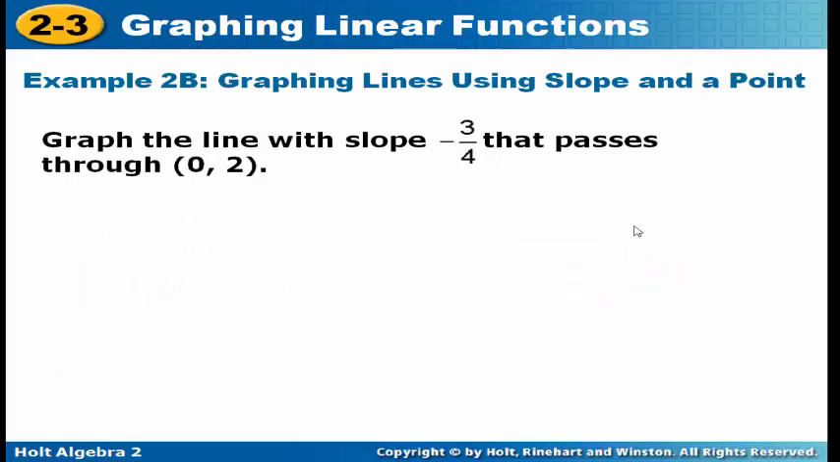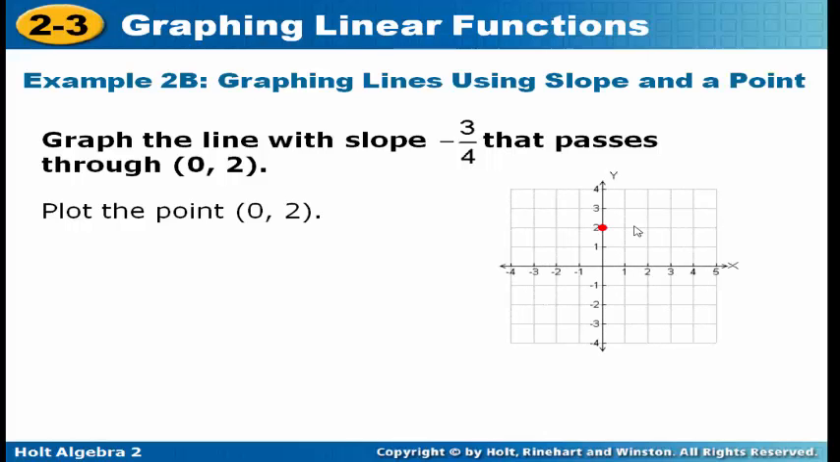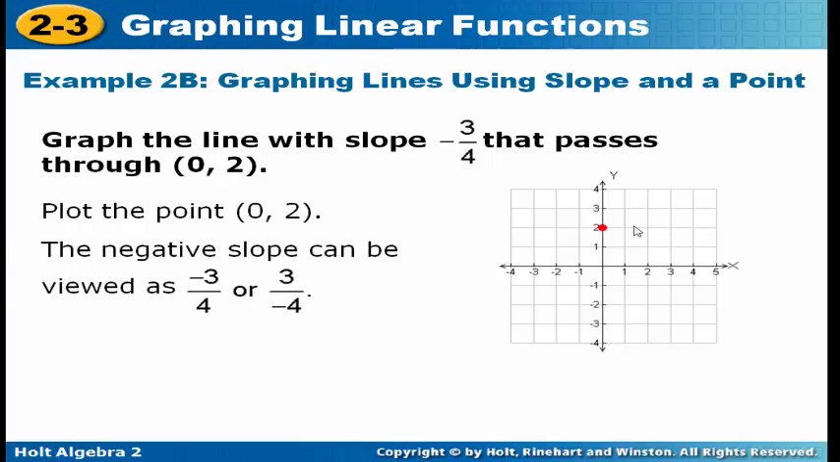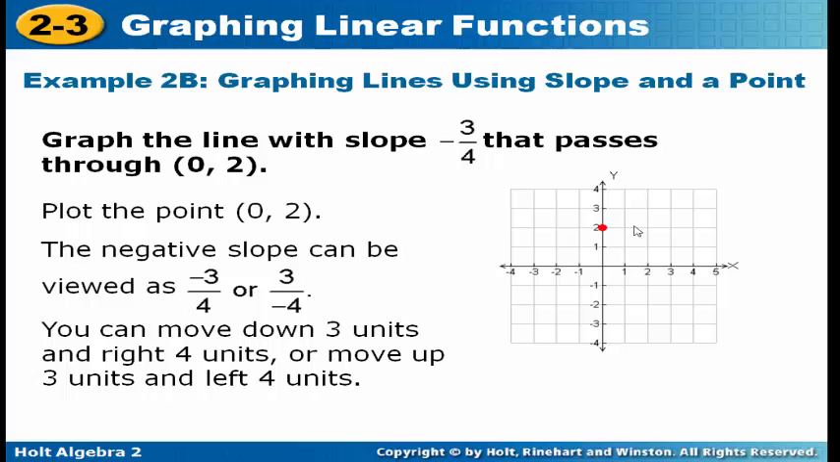Graph the line with slope negative 3 over 4 that passes through (0, 2). First plot the point (0, 2) on the x and y coordinate plane. Then we notice that the slope is negative 3 over 4, so we can use negative 3 over 4 or 3 over negative 4. You can move down 3 units and right 4 units, or move up 3 units and left 4 units. Now we have 2 points, then match between these 2 points to get the straight line.